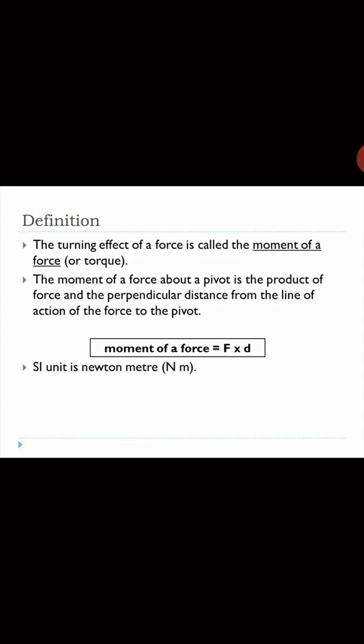Now let's see what's the formula for moment of a force. Moment of a force is the product of the force which is applied to the object and the perpendicular distance from the point of pivot. So that means moment of force is equal to force applied times the distance, that is d. Since force is in newtons, the distance should be in meters, and therefore the unit of moment of force is newton meter.